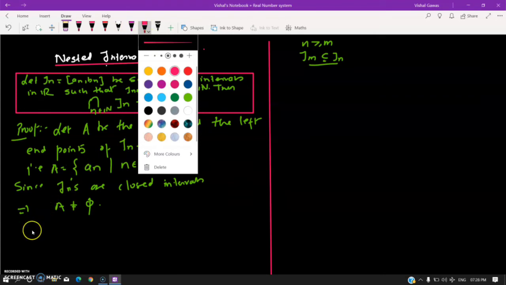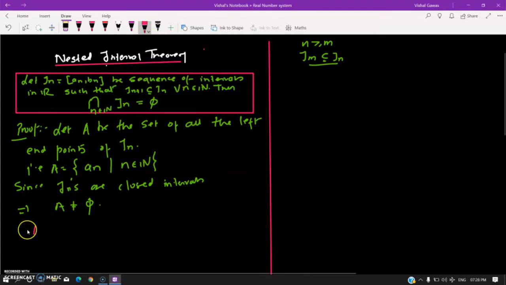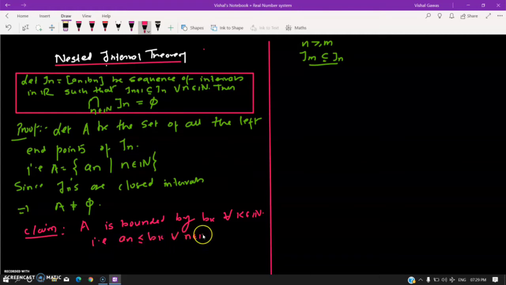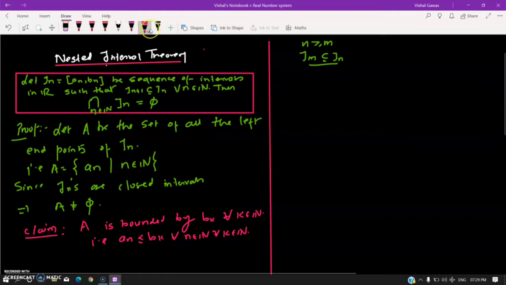Okay, so what I'm claiming is that A is bounded above by bk for every k in N. That is what I want to show: An's are less than or equal to bk for every n in N and for every k in N. This is what I want to prove. Let's understand the situation first of all.